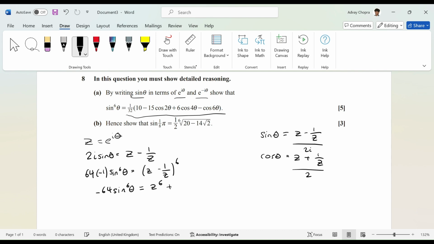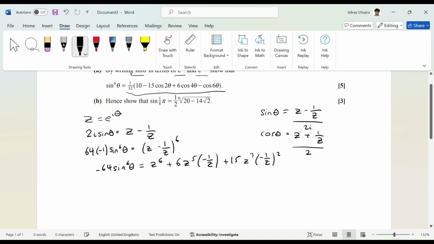plus 6 choose 1, which is 6, z to the power of 5 times 1 over z. Then we have plus 15, which is 6 choose 2, z to the power of 4 minus 1 over z to the power of 2. Then we have plus 20, z to the 3 minus 1. Oh, I made a mistake here, haven't I? Sorry. This is meant to be 4, and this is meant to be 2, and then this is meant to be 3, and minus 1 over z to the power of 3.